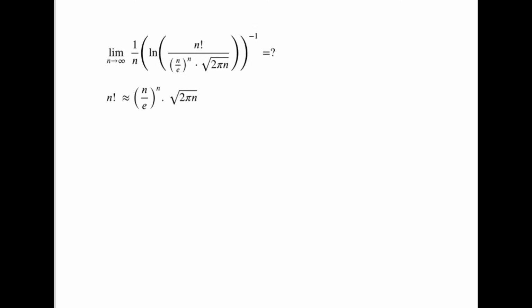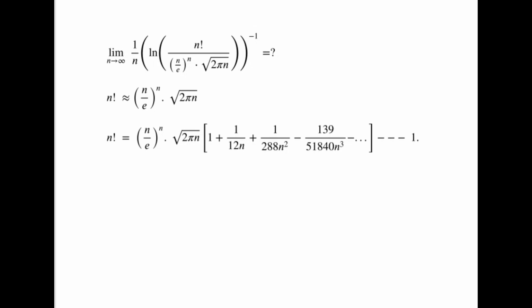Now, to be able to evaluate the limit problem, we have to know what is called Stirling's asymptotic formula. Stirling's asymptotic formula is simply a product of Stirling's approximate formula for n factorial and an infinite series. The reason why it is called an asymptotic formula is because it consists of an infinite series. We decide to call this asymptotic formula equation 1.